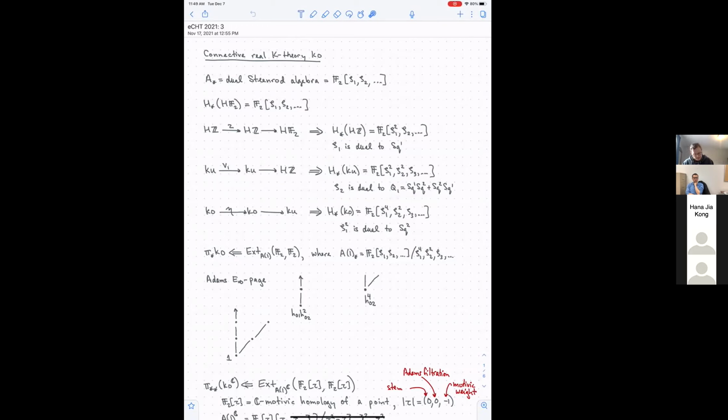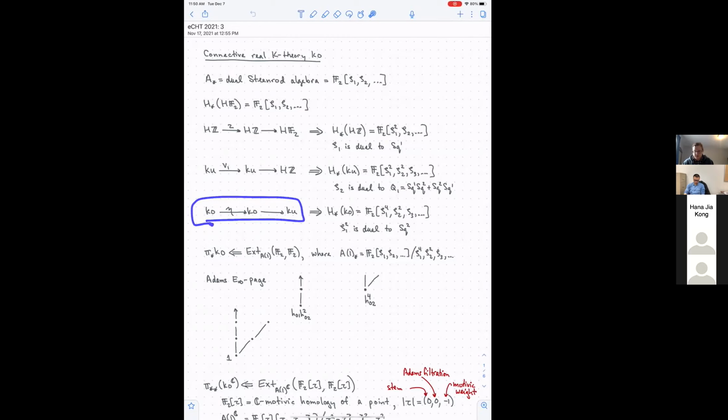And then there's real connective K-theory, little ko. Little ko fits inside of a cofiber sequence like this, where you have eta as the map, and then the cofiber is ku. That's not an obvious fact, but that turns out to be what happens.